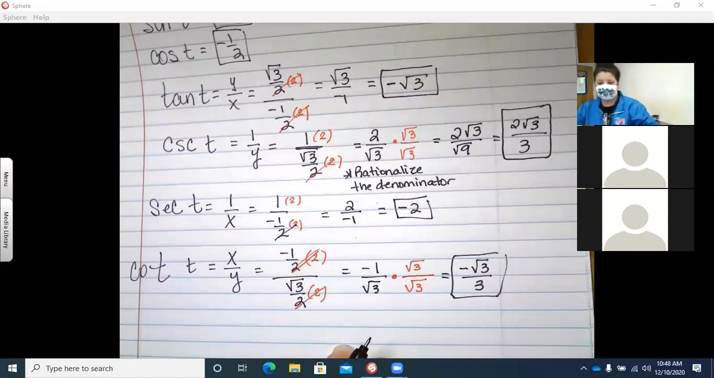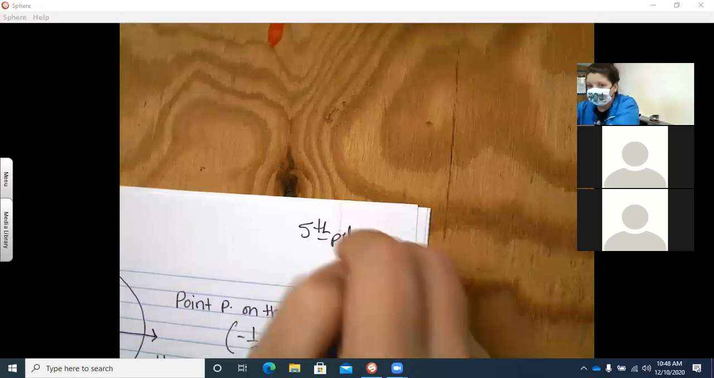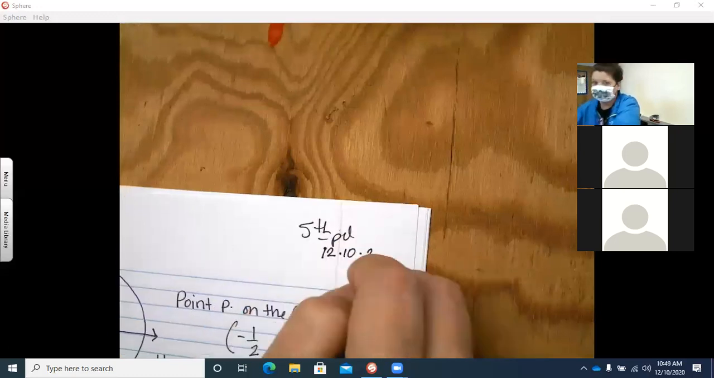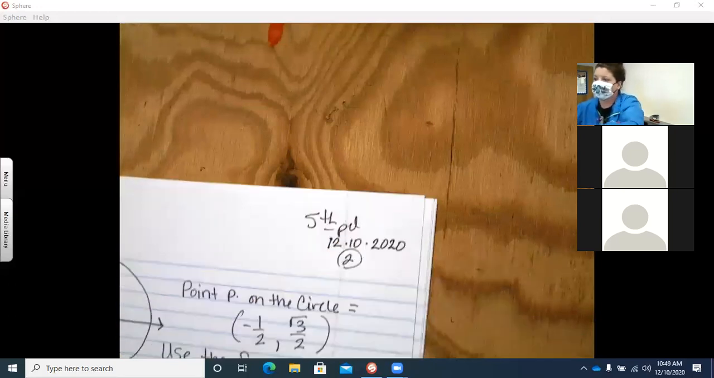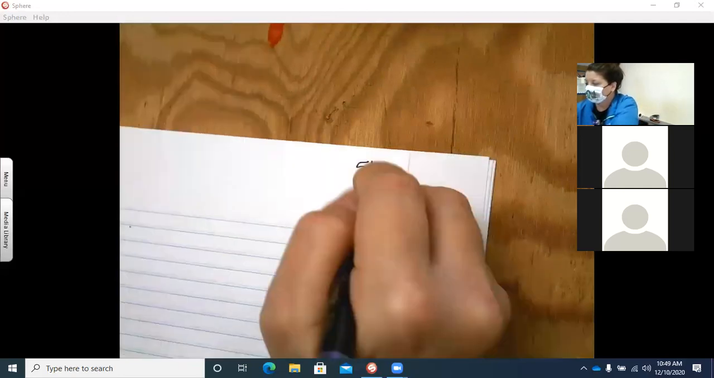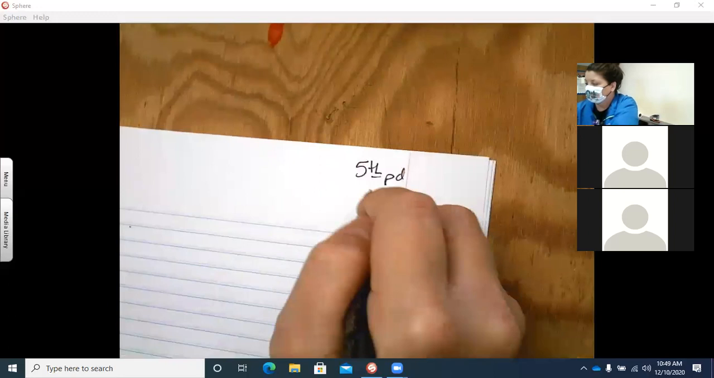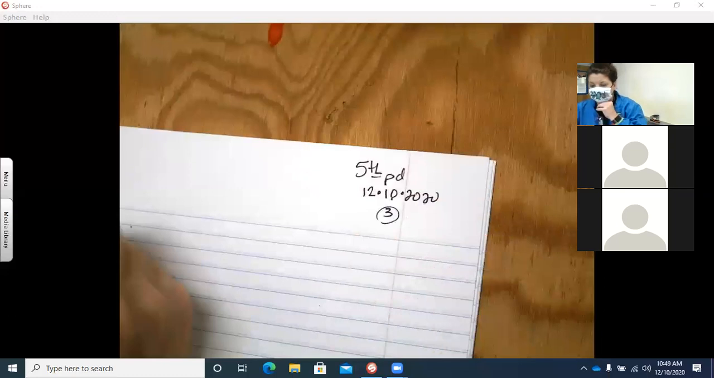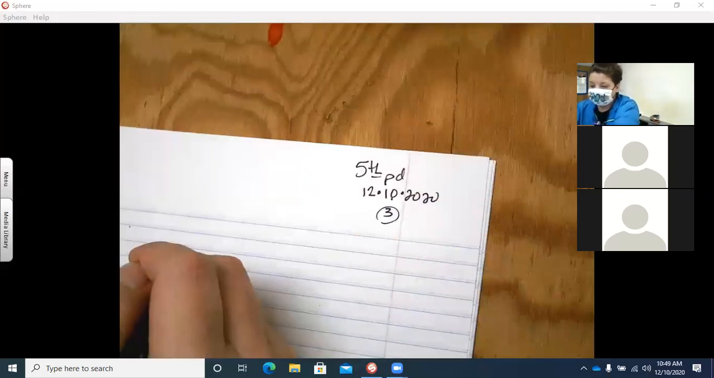All right, anyway, so writing that one, any questions? All right, example 2. I'm going to put that on a separate sheet. I'm going to label this page with the period. It is December 10th. All right, use the figure below to find the values of the trig functions at t.